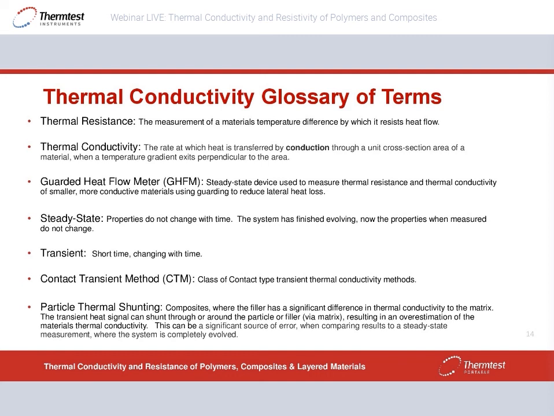Any other questions? What ASTM? Yeah, so the ASTM that covers this method is ASTM E1530, 19 would be the most recent year of publication. This method, the guarded heat flow meter, has been around for decades. The original ASTM for this method goes back to the 90s.